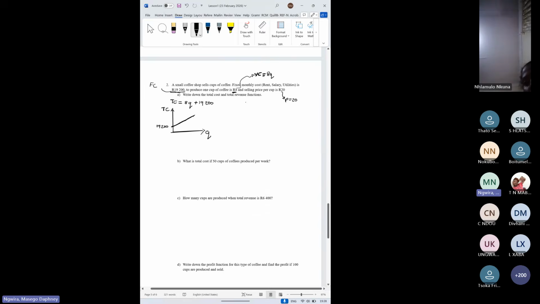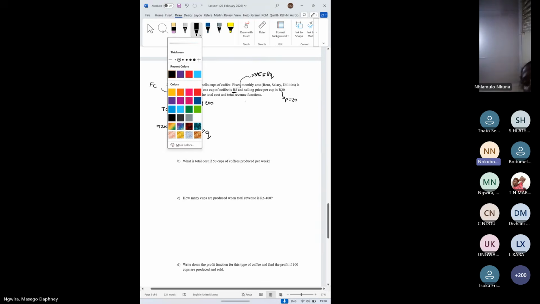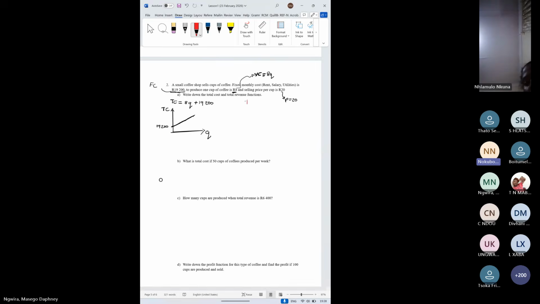Another question. Will we be asked to draw the graphs on the assignments and the exams? No, remember it's multiple choice. You just choose.